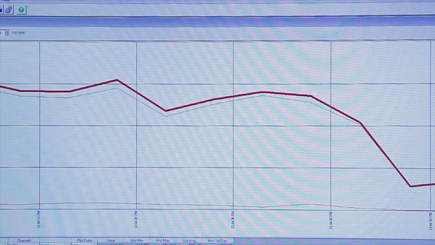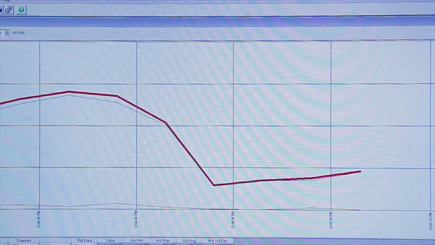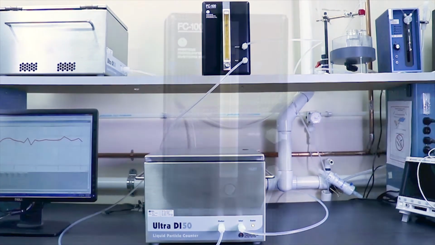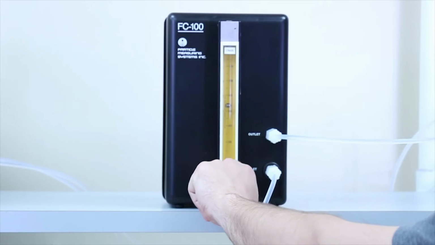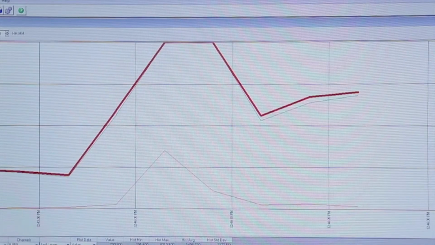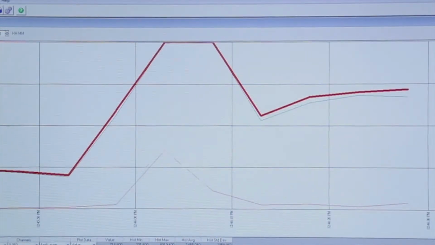This trend line on the FacilityNet software shows a drop in counts on the UDI 50 after a short stabilization period, and shows the elevated counts to be due to a contamination event. Now we will increase the flow back to the operating rate of 1,000 milliliters per minute. Allow the flow to stabilize. Here you can see the flow is stable at normal operational flow of 1,000 milliliters per minute.